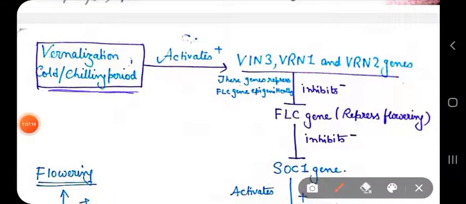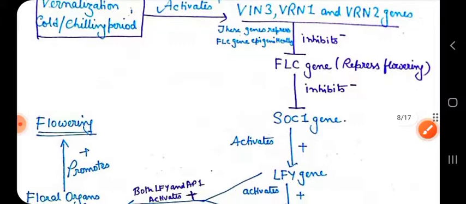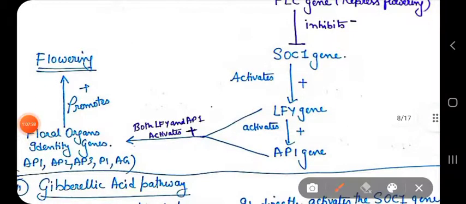It leads to the activation of these vernalization insensitive 3, vernalization 1, vernalization 2 genes. So these three genes are going to be activated due to cold and chilling conditions. These three genes are inhibiting the function of the FLC gene, and thus SOC genes get released from its repression. It gets activated and it activates the LFY genes.